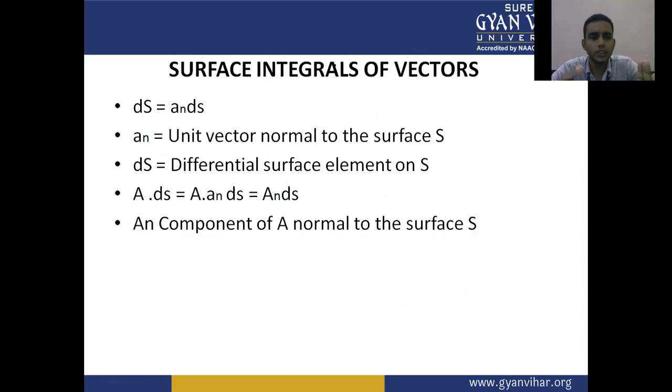Here, the interpretation of each term is shown: the vector dS is equal to a_n dS. a_n is the unit vector normal to the surface S, and dS is the differential surface element on S. A dot dS is equal to A dot a_n dS, which equals A_n dS, because A dot a_n is A_n, the component of A normal to the surface S. So A_n is the component of the vector A which is normal to the surface S.